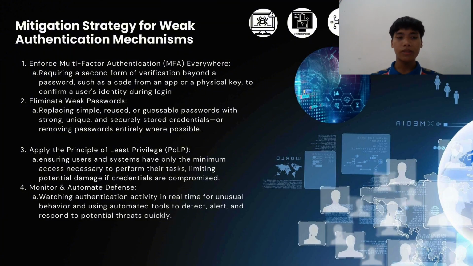The application of this principle means that only the minimum required access is given for whatever the users and the system need to do. Lastly is monitoring and automating the defense. This can be done by watching authentication activity in real time for any unusual behavior, and using automation tools to detect, alert, and respond to these potential threats quickly.